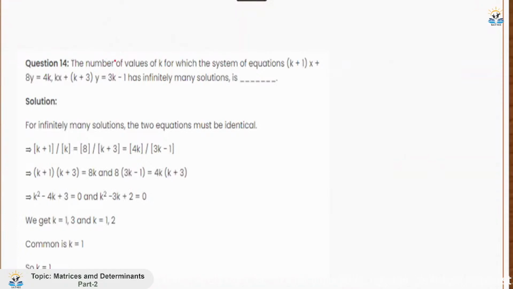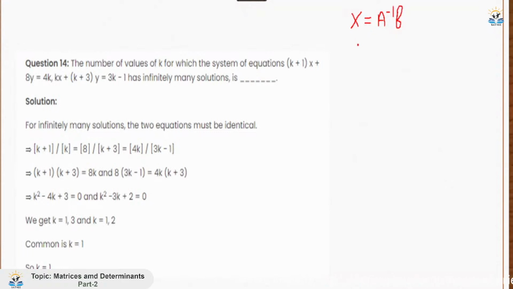Okay, the number of values of k for which the system of equations k plus 1 x plus 8y equal to 4k and this equation has infinitely many solutions. So मैंने आपको बताया था इसको मैं सॉल्व करने के लिए एक मैट्रिक्स मेथड यूज करता हूँ जहाँ पे मेरा x आता है where I get my x equal to a inverse b, a inverse b. ठीक है, तो ये होता है मेरा x.